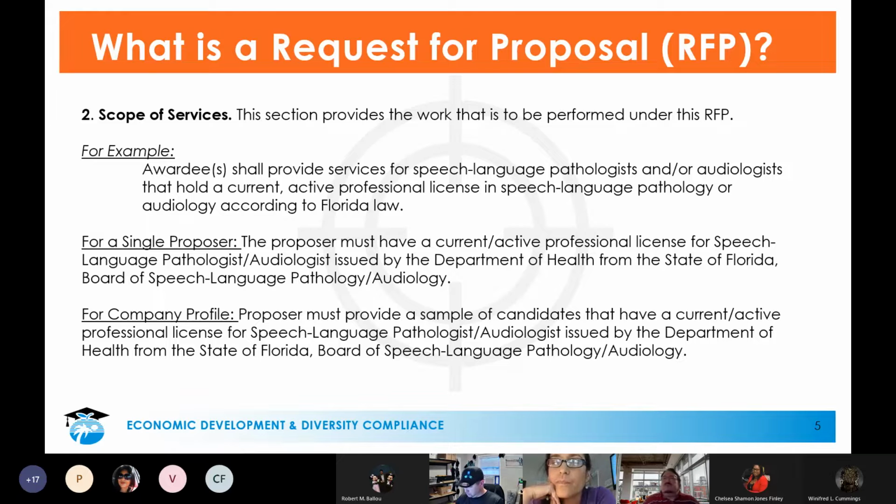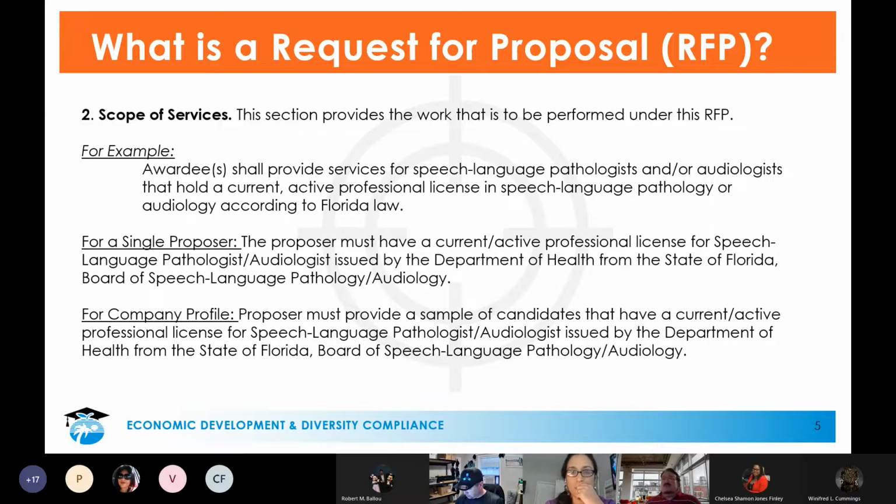And so for a single proposer, this RFP can be provided by a single proposer or a company or firm. The proposer must have a current active license, a professional license for speech language pathologist or audiologist issued by the Department of Health from the State of Florida Board of Speech Language Pathology and Audiology. So basically, for the scope of services, there are 3 different sections that says, yes, you can comply, and I will show you an example of this.